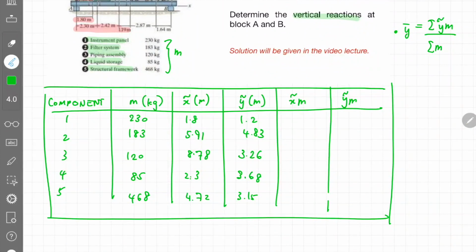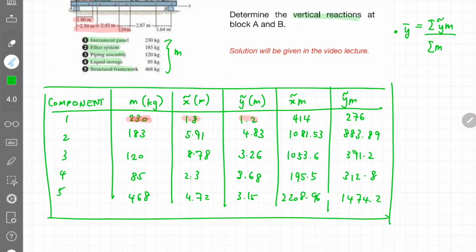As for the following column, quite easily, you just multiply the mass with the x curve. 230 multiplied with 1.8, you will get a value of 414. Accordingly, you need to multiply the mass with the y curve as well. So, 230 multiplied with 1.2, you will get a value of 276. So you just fill up the following rows with the multiplication for every single component.